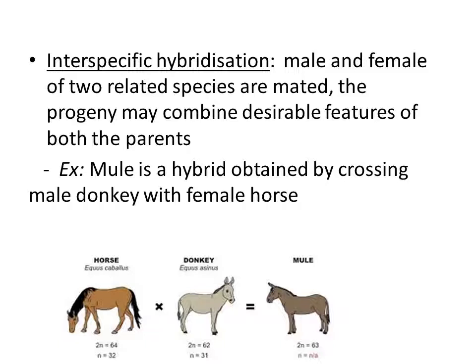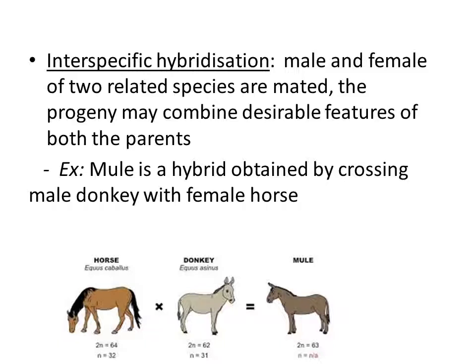The best example of interspecific hybridization is the mule. The mule is the hybrid progeny obtained by crossing a male donkey with a female horse. We know that donkey is one species and horse is another species. Both do not belong to the same species. So the female horse and the male donkey are selected as parents here. As a result of mating of these two animals from different species, the hybrid animal obtained is named a mule.